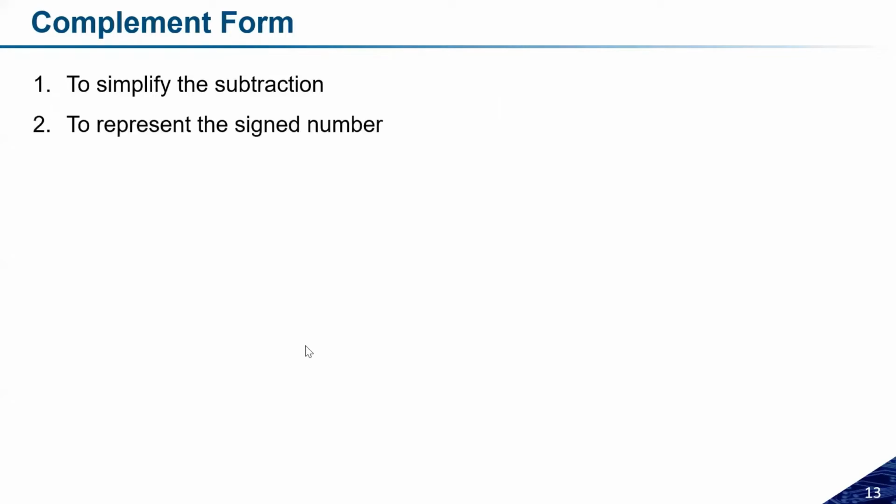The second one is to represent the signed number. So the complement is important. Why is it so? What is a signed number? Suppose I have a number like 1, 2, 3, without any sign, so whether it is positive or negative, we don't know. If I am representing that number in the binary number system, we call it the unsigned number system.